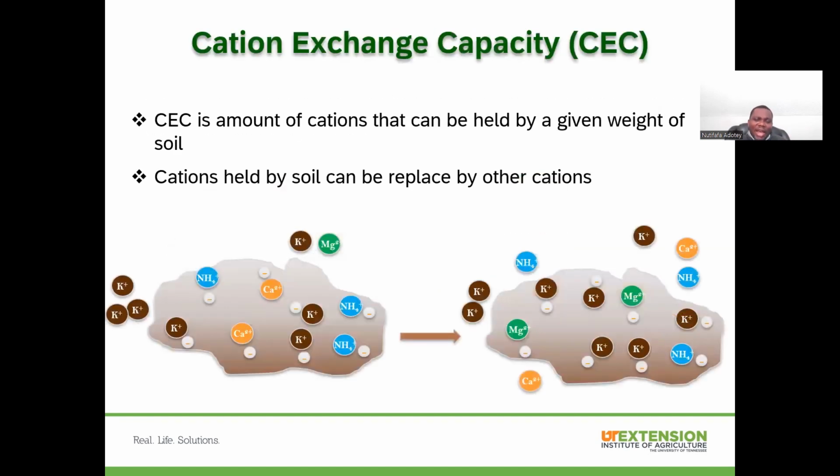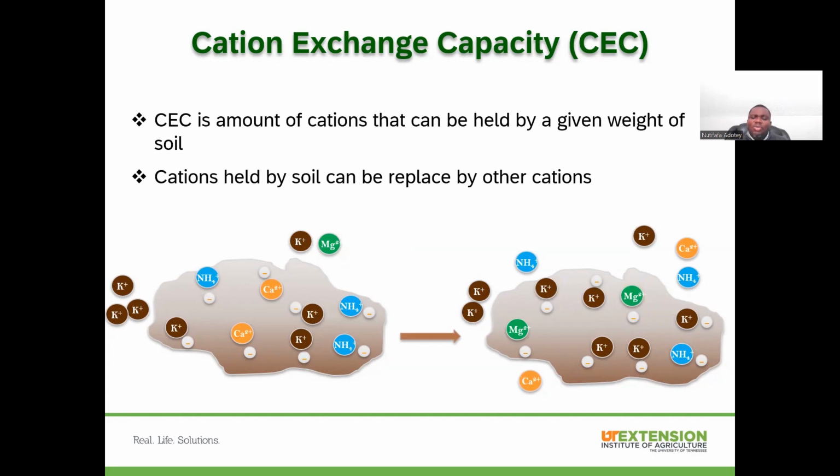Now let's get to cation exchange capacity. Cation exchange capacity is the amount of cations that can be held by a given weight of soil. So this is where our ions as well as colloids come in. This reaction occurs on the colloidal surfaces, and depending on whether it's an anion or a cation, it would influence a whole lot.